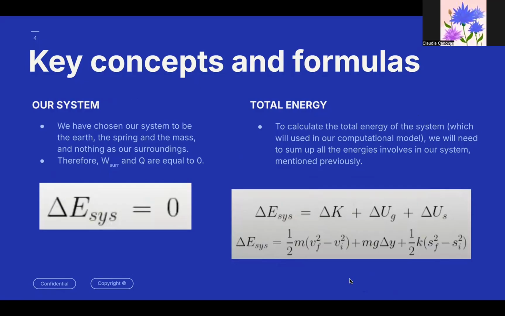So the next thing is to choose our system. In this case, we chose our system to be the Earth, the spring, and the mass. So basically, nothing is left to surroundings. Because there are no surroundings, W surroundings will be 0, and the exchange between both of them will also be 0, leading delta E to be 0 as well.